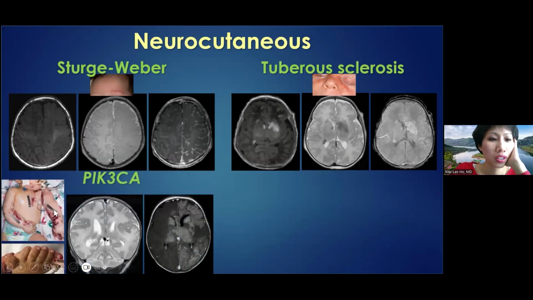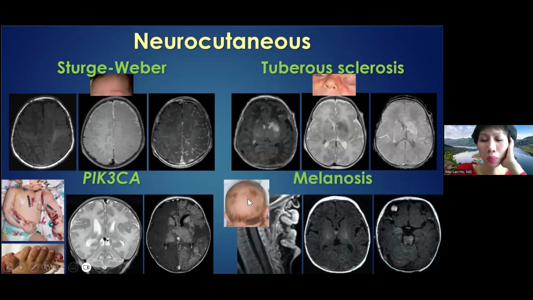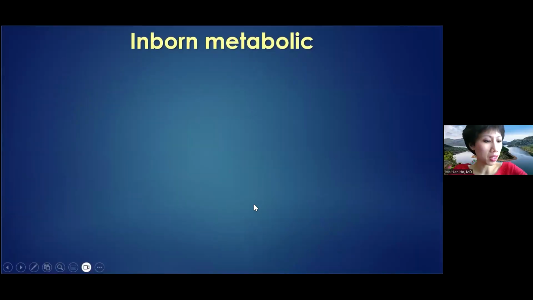This is somatic overgrowth, so they can have capillary malformations, polydactyly, polymicrogyria, and this is all the PIK3CA pathway. And then neurocutaneous melanosis, a proliferation of melanocytes in the skin and central nervous system. Again, this is best done on the neonatal scan because as a patient myelinates, these T1 deposits start to blur with the myelinating brain. Inborn metabolic disorders.